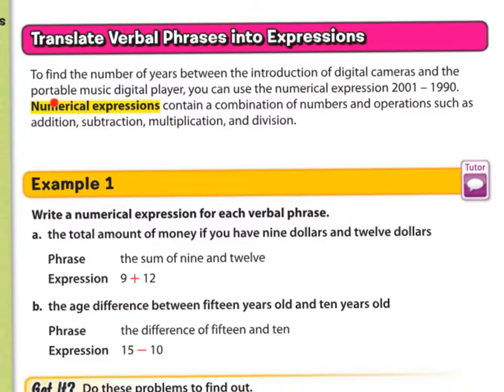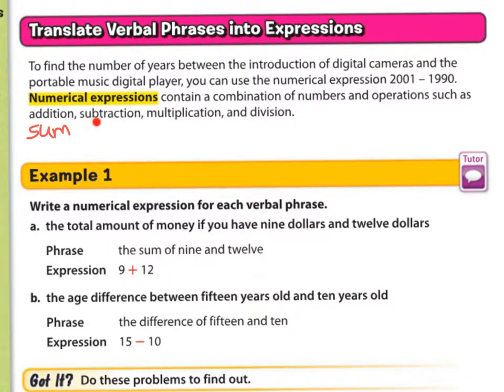When we find addition, we say the sum. For subtraction, we say find the difference. For multiplication, we say find the product. And for division, we say find the quotient. That's a cue.